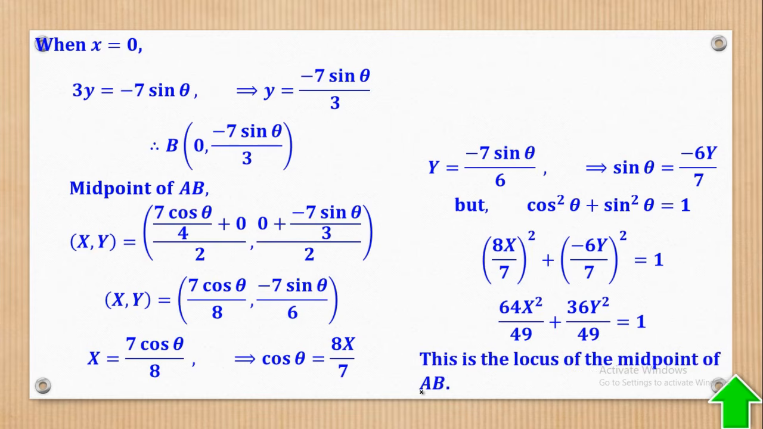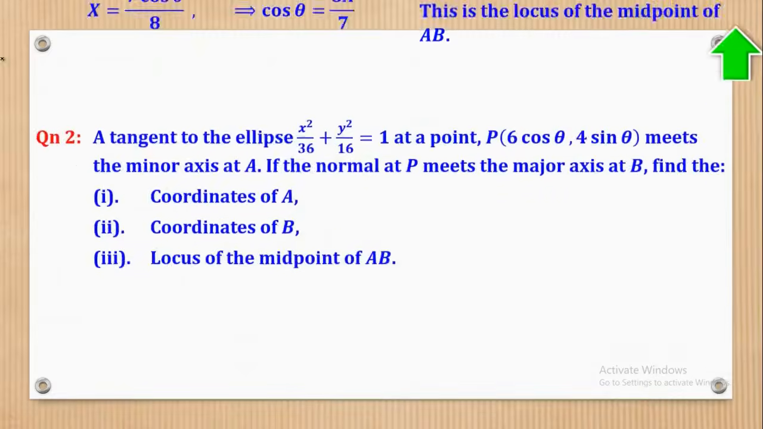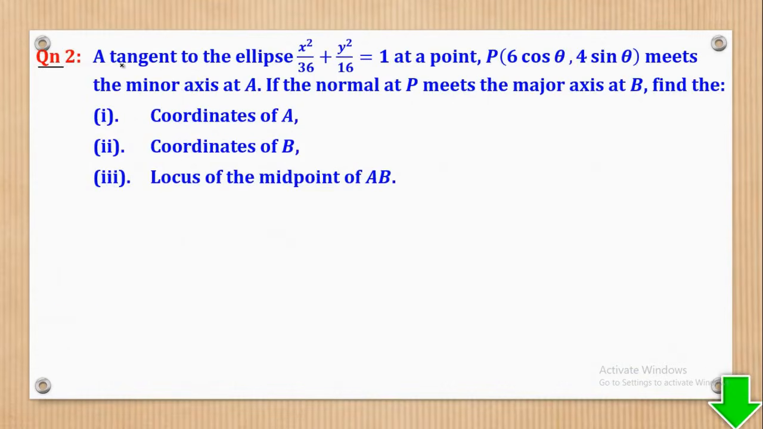So for the locus of an ellipse, you have to eliminate theta. That's the simple condition. Then question 2 says, the tangent to the ellipse this, at a point this, meets the minor axis at A. If the normal at P meets the major axis at B, find one, the coordinates of A, two, the coordinates of B, and three, the locus of the midpoint of AB.